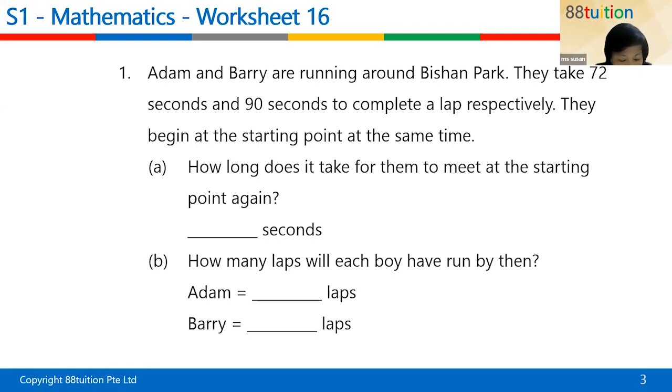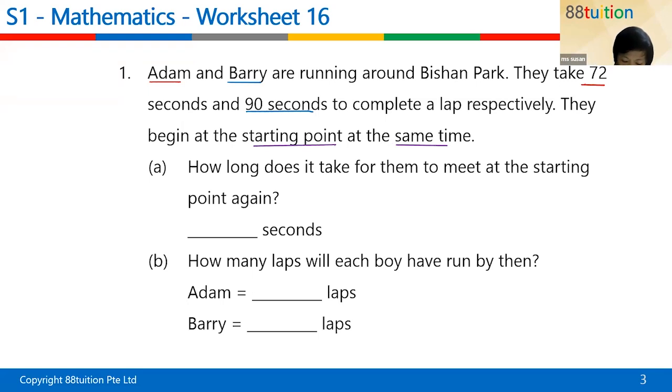First question, A and B. Now, why I say A and B? Because they start with A and then Barry starts with B. So they are running around Bishan Park. They take 72 seconds. Okay, 72 seconds is for A. But for B, it took another timing, which is 90 seconds to complete the lap. So they begin at the same start point at the same time. Same start point at the same time means they start together.